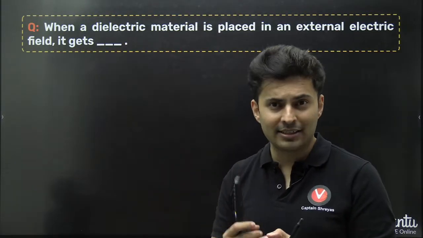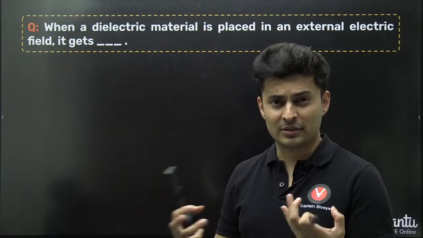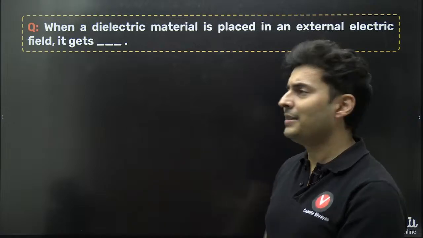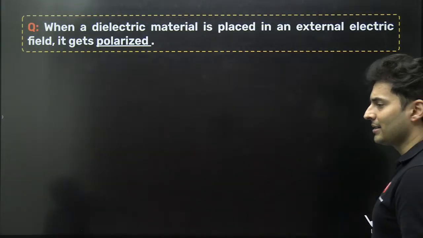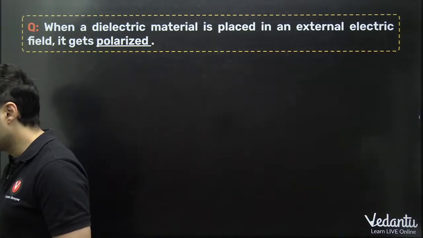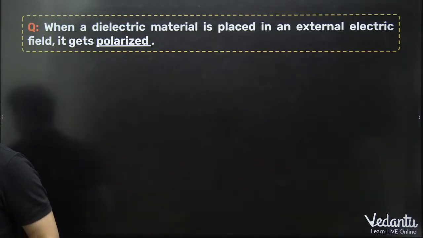That's how the induced field is created. That's how the net field reduces. So it's getting dipoles, polarities. That means it is getting polarized, right? It's getting polarized. That should be the answer. Very good. Yes, perfect.